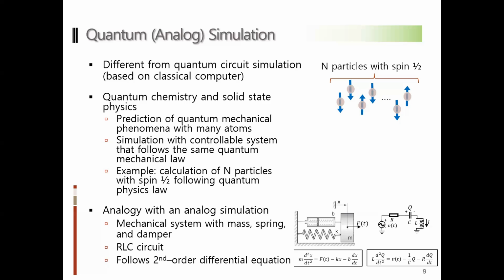Then what is the other option? Let's think about the analog. What is called analog simulation? In this case, let's say this is some kind of mechanical system. It might have a damper, a mass, and a spring. If you solve the governing equation of this mechanical system, you will obtain a second order differential equation. Of course, this problem by itself is easy to solve.